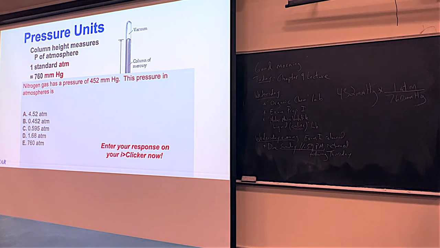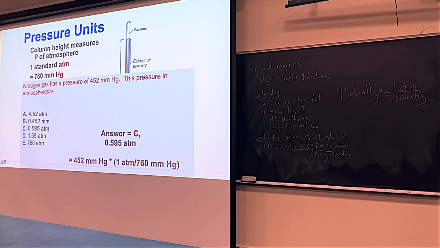So in your calculator, if you go 452 divided by 760, you'll get the answer. And remember that 760 is an exact number, so we don't have to worry about significant figures with it. 452 is a 3 sig fig number. So when you put 452 divided by 760, you ideally want to get a 3 sig fig number: 0.595 atmospheres. And you could write that as 5.95 times 10 to the minus 1. Any questions on that?